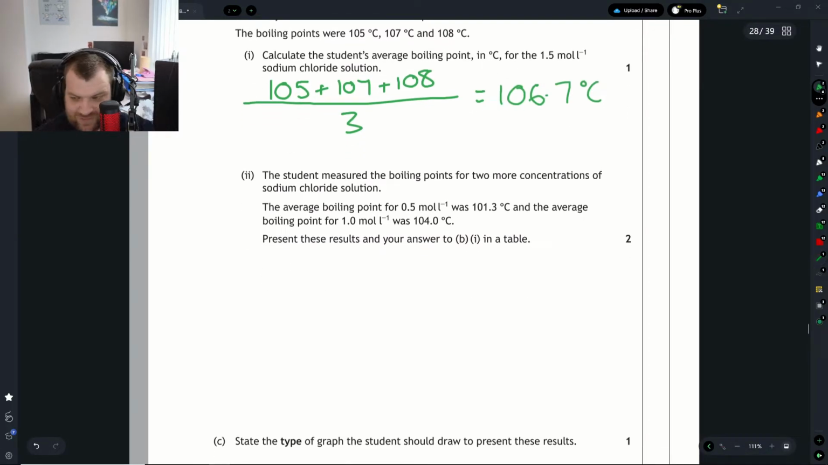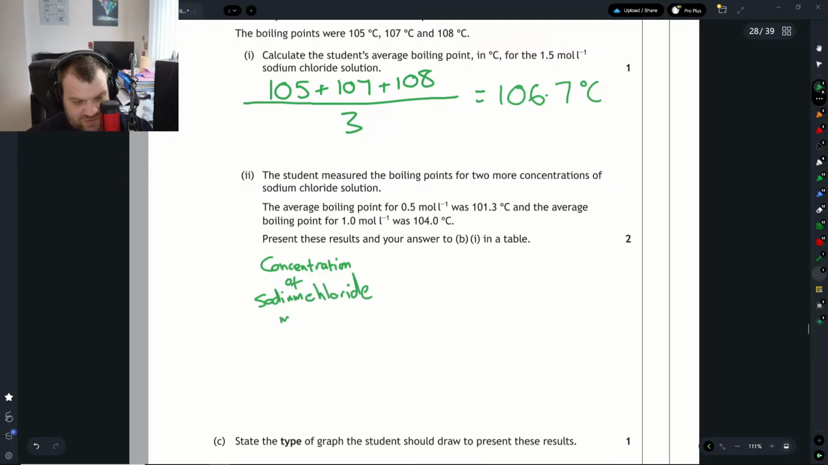Present results in a table. A table can take quite some time in an exam question. So the first thing we need to do is think of our headings. We've got our concentration of sodium chloride.